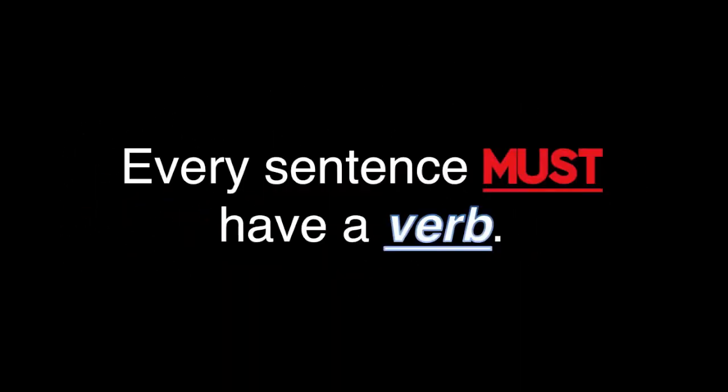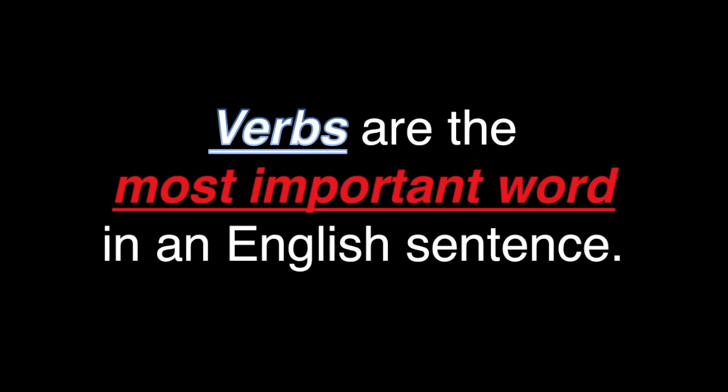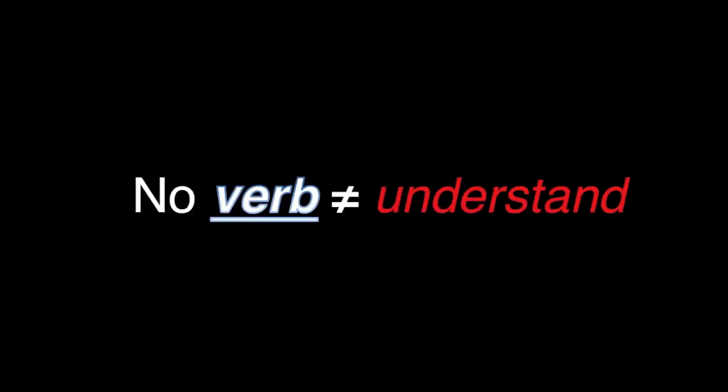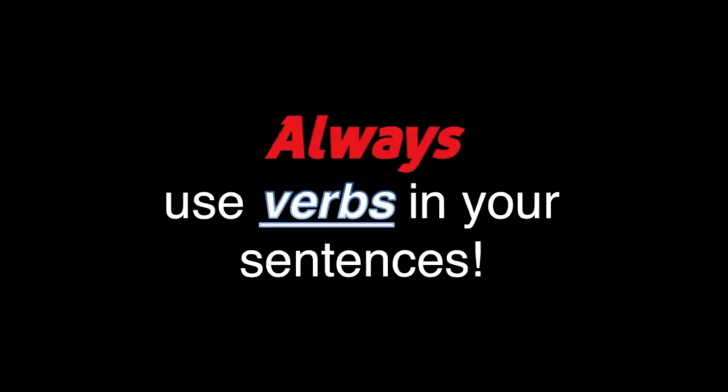Rule number 1. Every sentence must have a verb. Why? Well, that's because verbs are the most important word in an English sentence. If you don't use verbs, people might not understand you, and they might get confused. So always use verbs in your sentences.